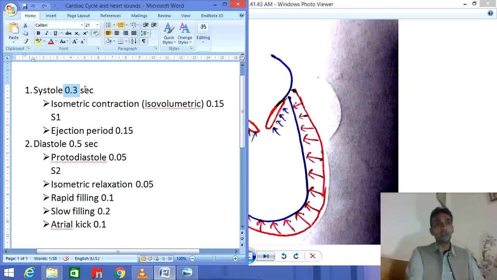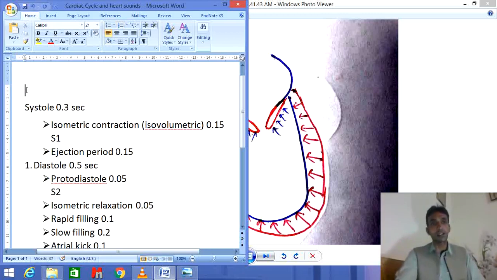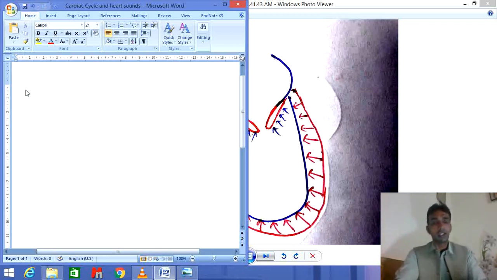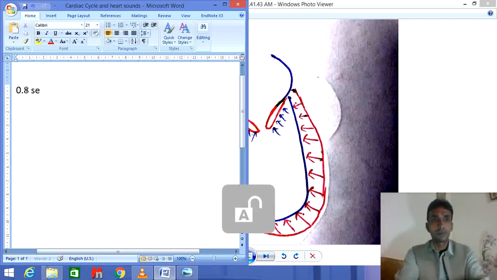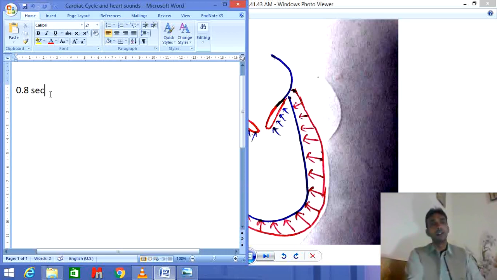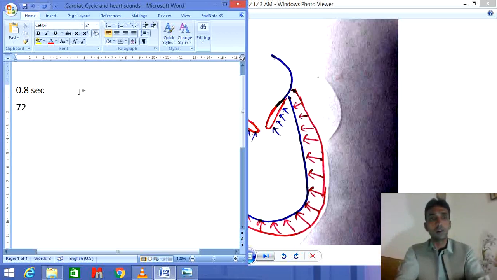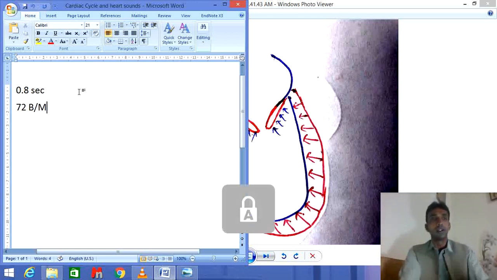So one heartbeat takes 0.8 seconds. Now you can easily calculate how many heartbeats there are in 60 seconds, or 1 minute. You can calculate it as 72 heartbeats, about 72 beats per minute. Okay.